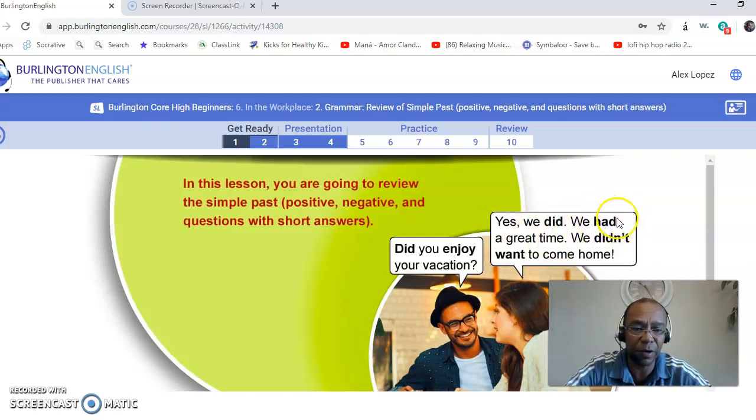We had a great time. Notice here this verb is conjugated. The verb is to have, and the past tense is had. We had a great time. We didn't want to come home. Again, in this sentence, the rule is applied. We didn't want. Notice that this person used didn't because the did is included in the sentence. This verb right here will be in its original infinitive form, want. We didn't want.